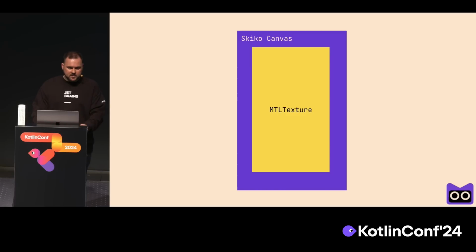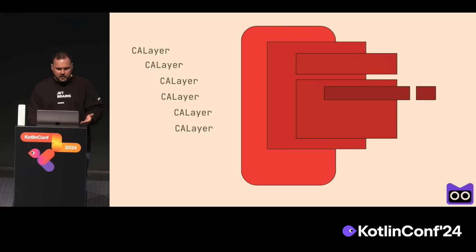On iOS, Skiko Canvas is basically just a wrapper around a Metal texture. Metal is a graphics API. The texture is basically just a blob of memory representing some rasterized picture. And then we issue commands to the GPU, and the GPU draws something into this blob. But drawing something into a blob of memory doesn't magically make it appear on the screen. The exclusive way to communicate to the operating system, iOS, how to draw content on the screen is Core Animation layers.